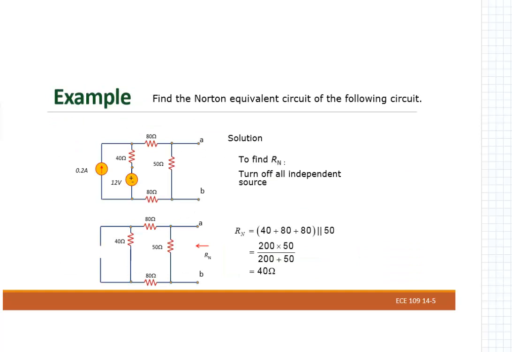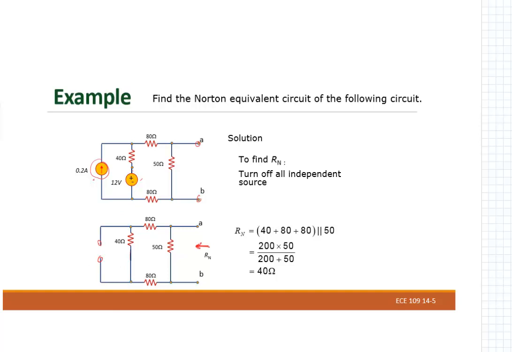Okay, here is the example. The first example has no dependent sources. When I look at this one here, we have independent current sources and independent voltage sources. A and B right there is open already. There is no load resistance value right there. So to find RN again, we will turn off all the independent sources. Turn off means the current source will be open, you can see right there. Voltage source will be short circuit here.